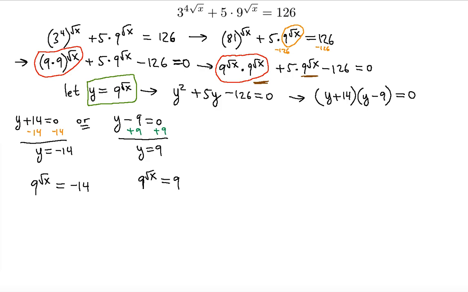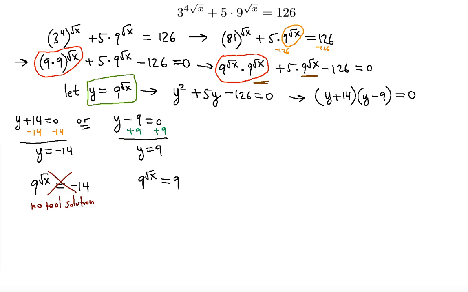So we must cross this out because this is not a valid choice that we should use, right? This produces no real solution. No real solution. And again, why? Because there's no value of x that will ever give us a negative number.